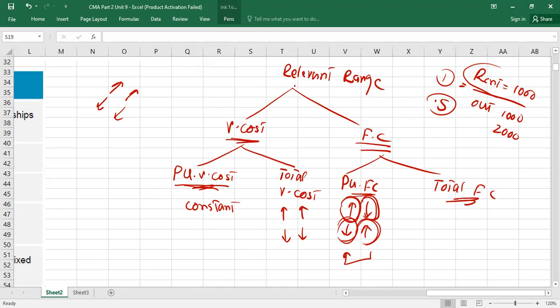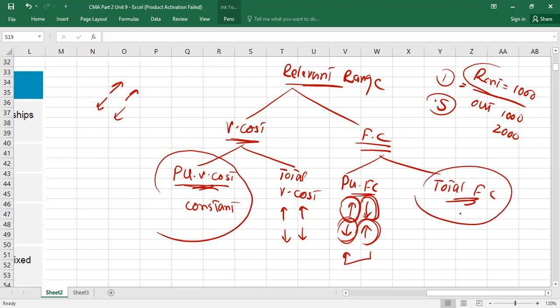Actually, relevant range is the time span in which per unit variable cost will remain constant and total fixed cost will remain constant. Again, it is the time span in which unit variable cost, meaning per unit variable cost, remains constant, and total fixed cost remains constant. That is called relevant range. Mostly it is a short period of time. We can assume it could be 6 months or 1 year. It depends on the nature of the business you are in.